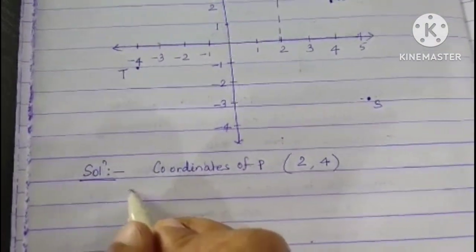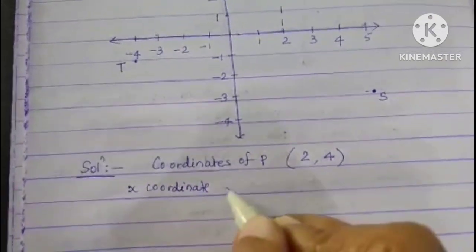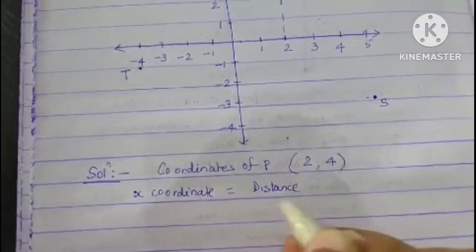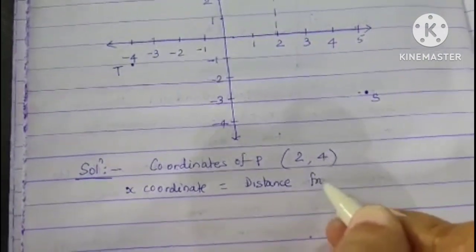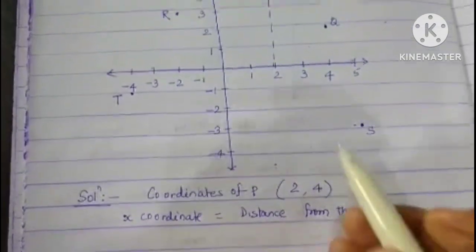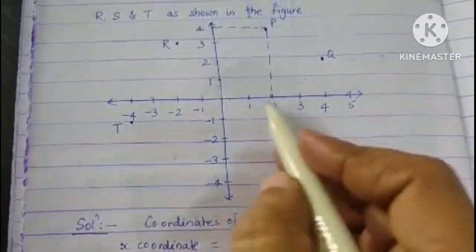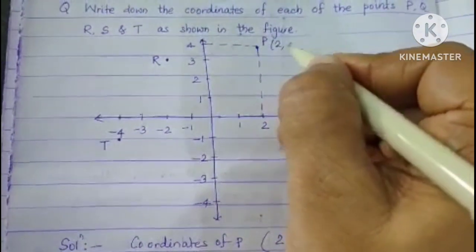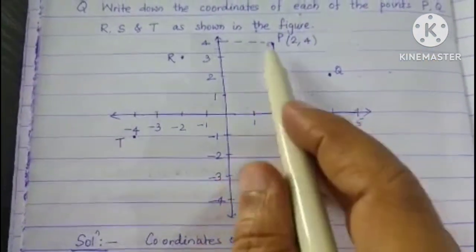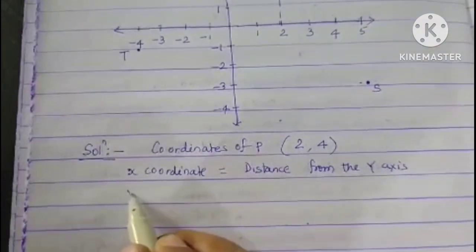So the x coordinate is equal to the perpendicular distance from the y-axis, and in this case the distance from the y-axis is 2, so the point will be P(2, 4). We can write it like this: (2, 4), and both values will be positive because it lies in the first quadrant.